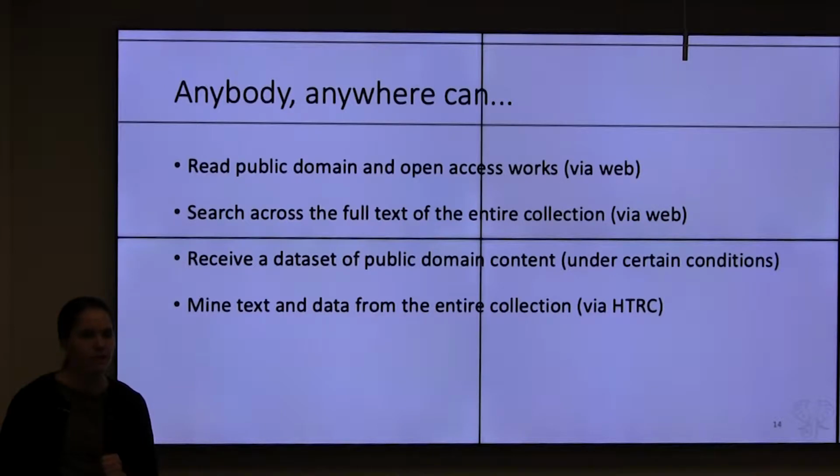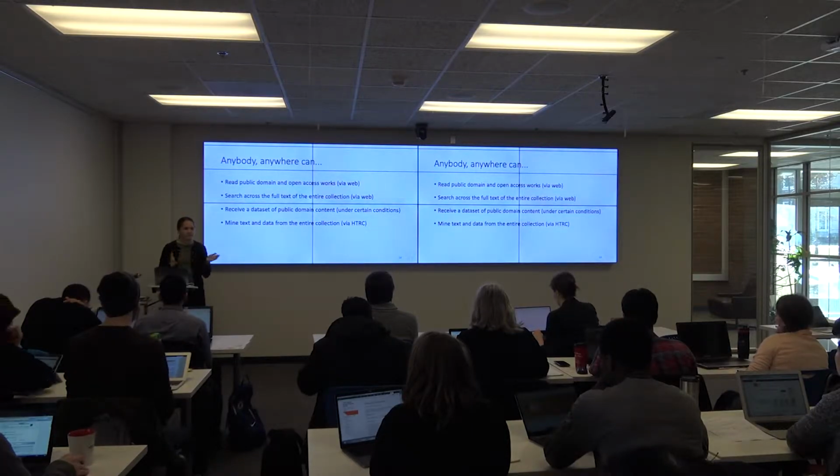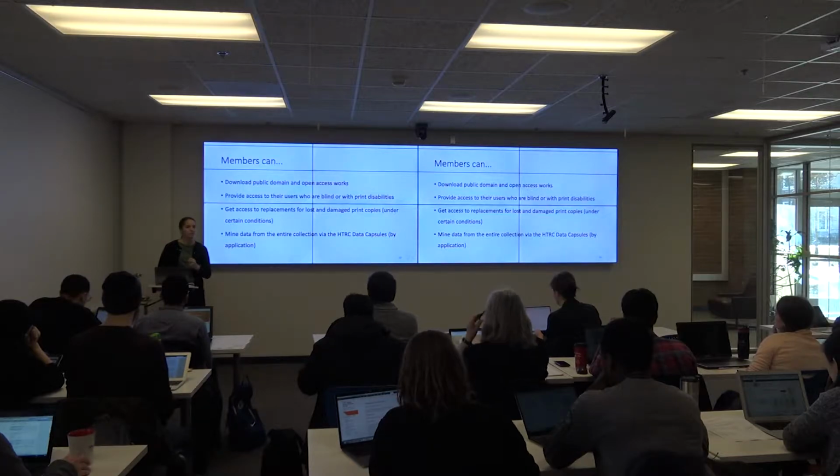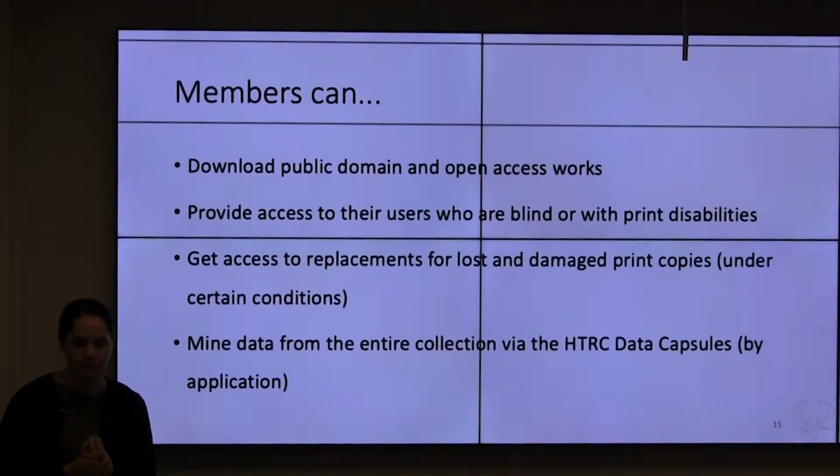So anybody anywhere using the digital library can read public domain and open access works via the web, search across the full text of the entire collection via the web, receive a data set of public domain content under certain conditions, or, which is what you're here for today, mine text and data from the entire collection using the Hathi Trust Research Center. Members or affiliates of member institutions can download public domain and open access works, provide access to their users who are blind or who have print disabilities, get access to replacements for lost or damaged print copies, and mine data from the entire collection via a system called HTRC data capsules.